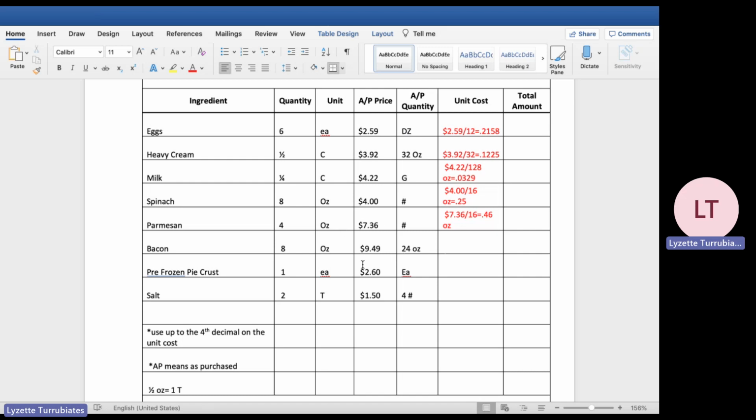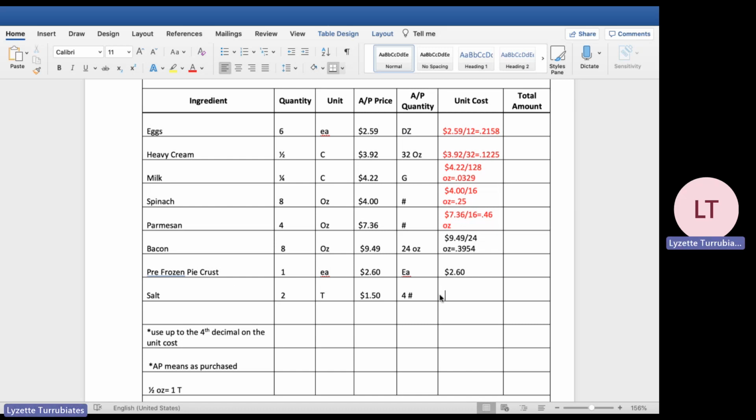Okay, so for the next one, the bacon cost me $9.49, and I'm going to divide it by the 24 ounces. 9.49 divided by 24 ounces equals 0.3954. And then because our pie crust, when we bought it, it was $2.60 for each pie crust. We're only using one pie crust, so I don't have to do any calculations. That's just going to be $2.60.